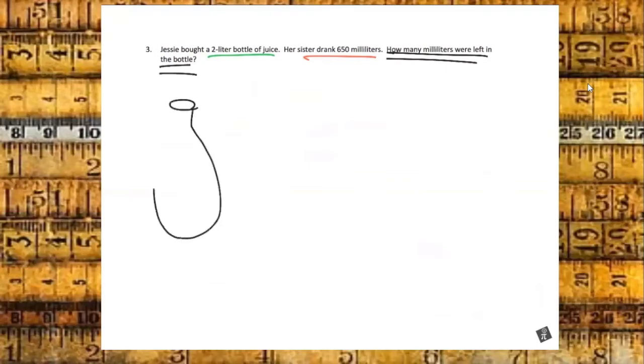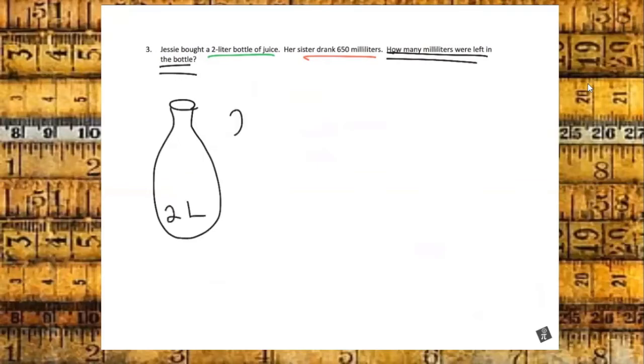So here we've got Jessie, and she bought a 2-liter bottle of juice. Her sister drank 650 milliliters. How many milliliters are left in the bottle? So here's our bottle, and that's 2 liters.